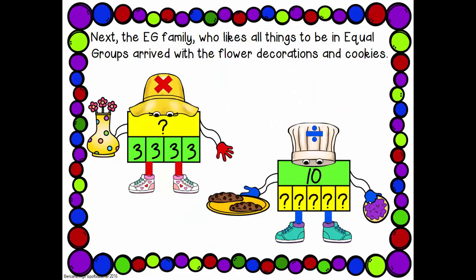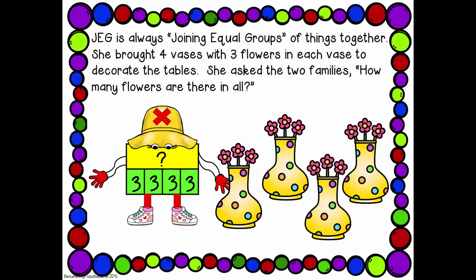Next, the egg family, who likes all things to be in equal groups, arrived with the flower decorations and cookies. Jag is always joining equal groups of things together. She brought 4 vases with 3 flowers in each vase to decorate the tables. She asked the 2 families, "How many more flowers are there or how many flowers are there in all?"